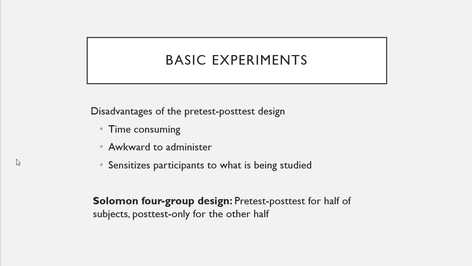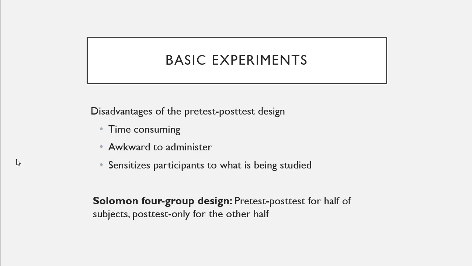Some disadvantages are that it's time consuming. When you have to measure people twice, it takes twice as much time. It can also be awkward to administer, because the second group, the control group, is getting 2 outcome tools. So they're getting tested twice on the dependent variable with no intervention. To them, it's like taking the same test twice without any real change between them. It's kind of awkward.